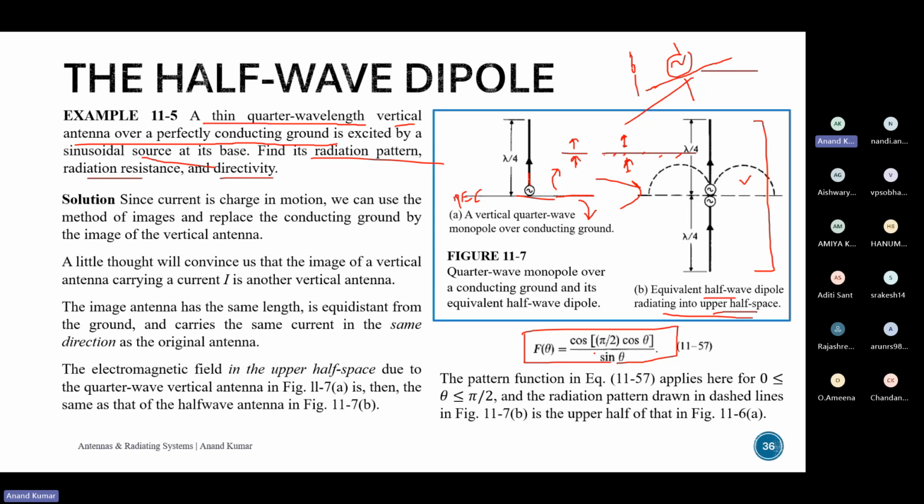We've got the expression for the pattern now. So the first thing is done. We have got the radiation pattern. Now we need to find the radiation resistance.